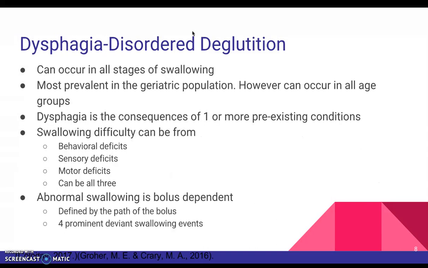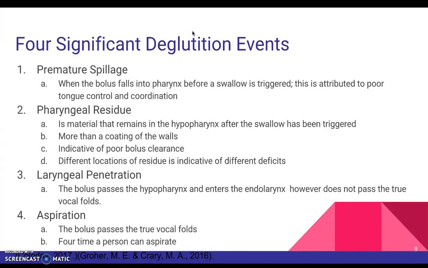So we have dysphagia, which is disordered deglutition. It can happen at all of the stages, and it's primarily prevalent in the geriatric population, and can be from motor, behavioral, or sensory deficits, or all 3, and it is bolus dependent. Premature spillage is when the bolus falls into the pharynx before the swallow is triggered, and that is attributed to poor tongue control and coordination.